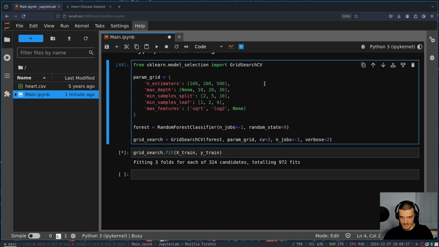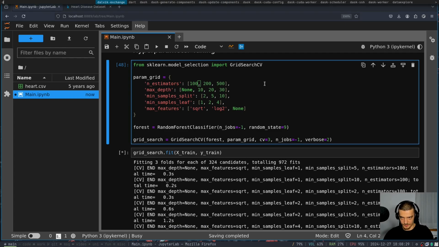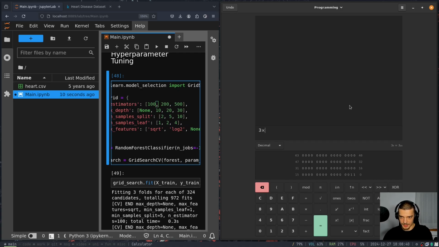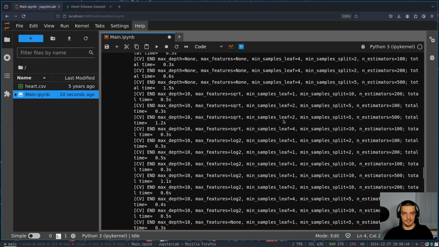And while this is training, we can actually do that. So we can open up, do we have a calculator? GNOME calculator. How much do we have here? We have 3 times 4 times 3 times 3 times 3. That is 324, and we're doing threefold cross-validation, so 972.